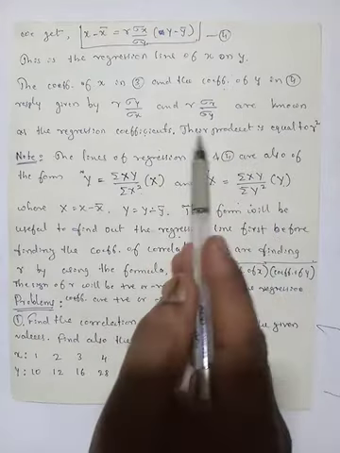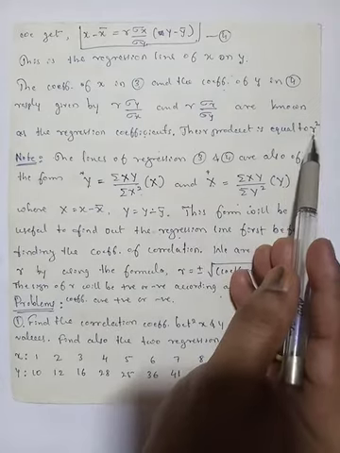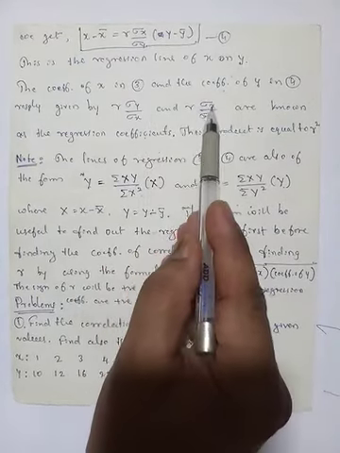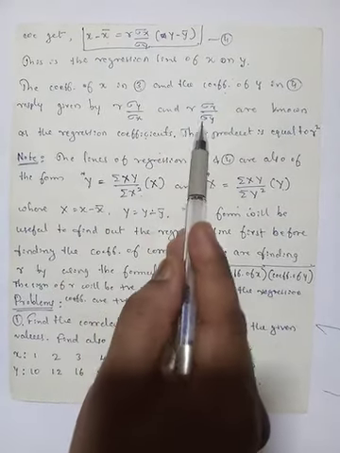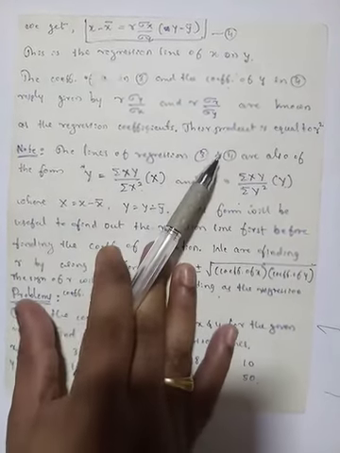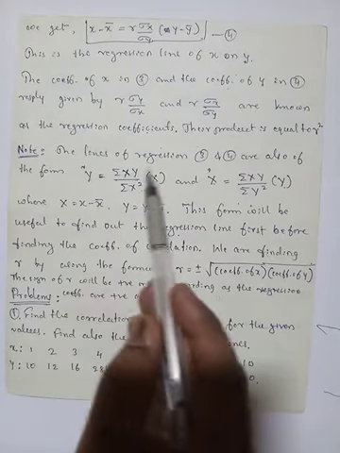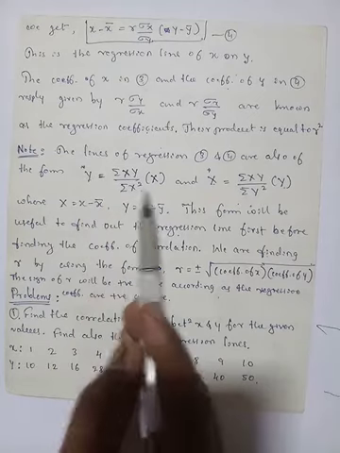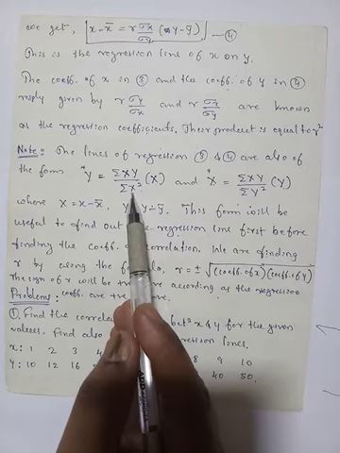And the product of these two gives r square, because when you take the product of these two, sigma y cancels and sigma x cancels, and we get r into r, that is r square. Okay, this is one important point. Now this note will help you to write the formula in simplified form, that is, the lines of regression 3 and 4 can also be written in simpler forms. These forms are very simple for finding the regression lines.